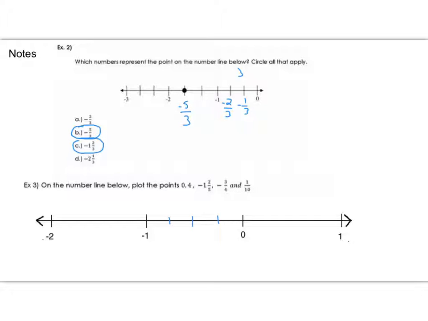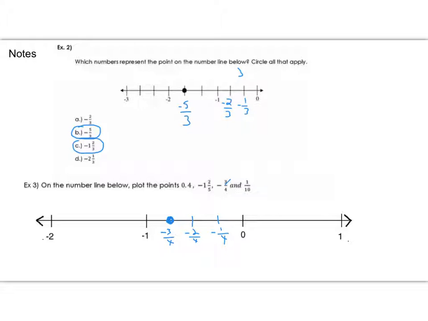And as I go away from 0, I have -1/4, -2/4, and -3/4. And there's the point that I'm interested in. Okay, so we've knocked that one off.